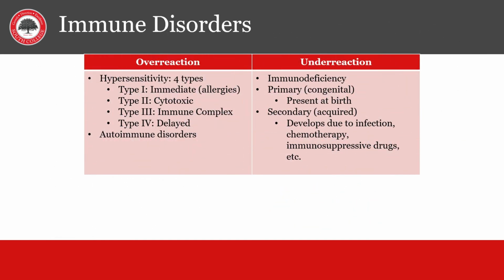Immune disorders are from over or under reactions. Either the immune system goes overboard in its reaction to an antigen, or it has little to no response. Both can be deadly, due to anaphylaxis with the overreaction, or sepsis and death from an opportunistic infection from the underreaction.